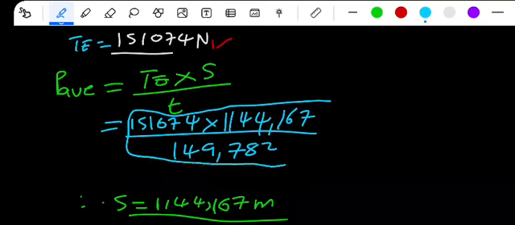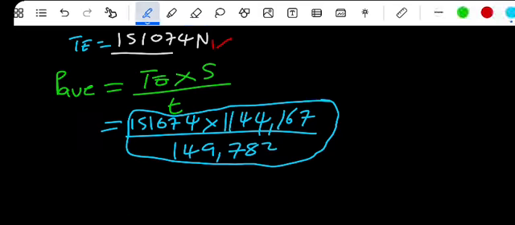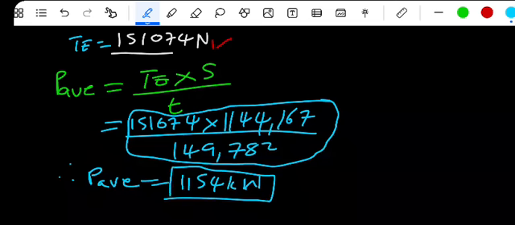Simply just punch this out. Then obviously this will be average power, nothing else but average power because of that. Okay, then it will be 1154 kilowatts. All right. So that is what you're supposed to have there. It's your power.